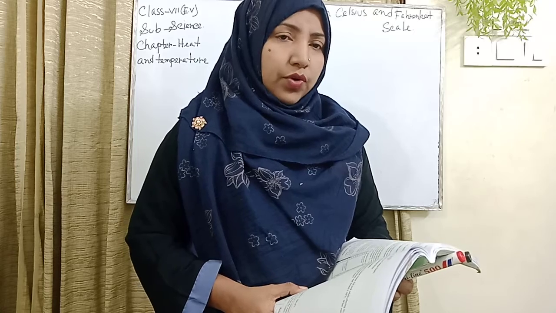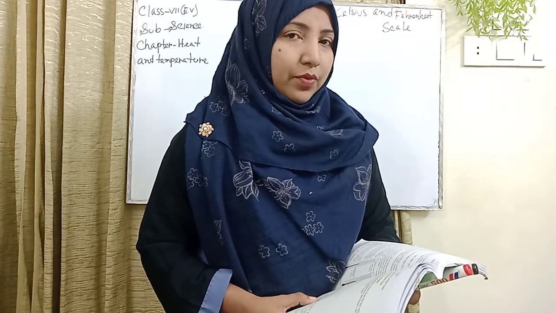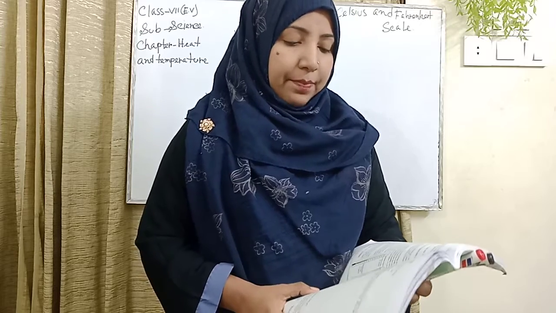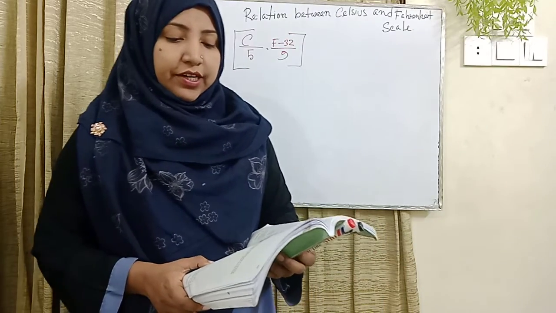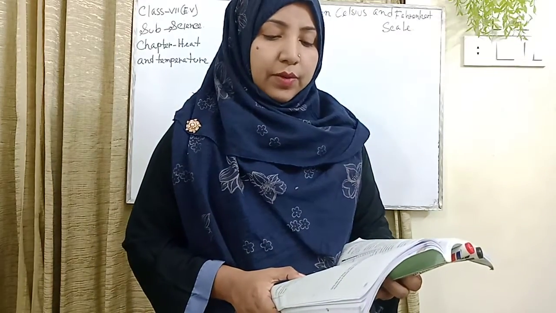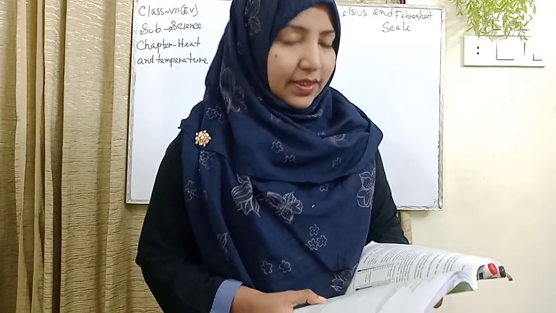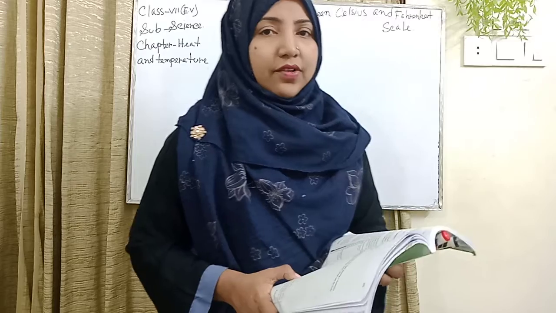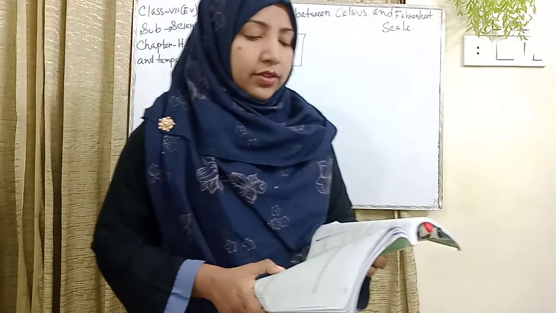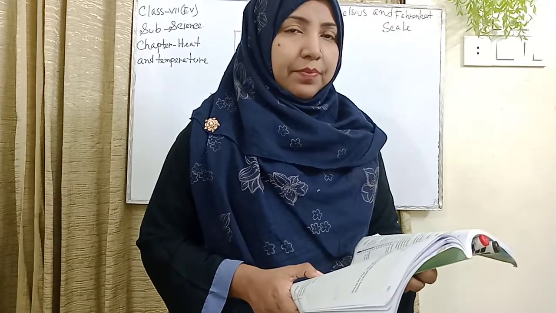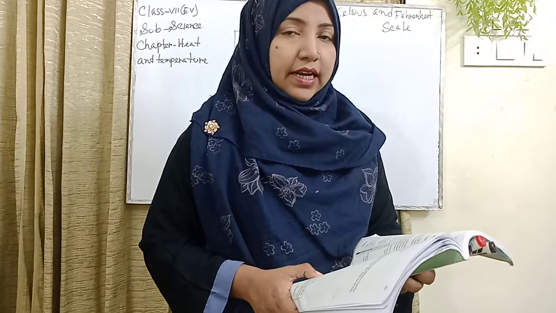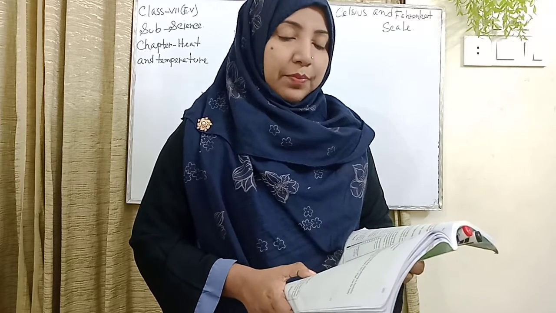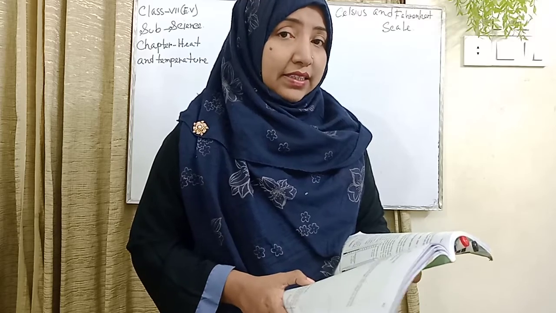Now let us look at an example. Please everyone listen to this example. A player of the Bangladeshi cricket team fell sick while playing in Australia. Here there are two countries: the first country is Bangladesh and the second country is Australia. An Australian doctor measured his temperature and found it to be 38 degrees Celsius. What was the body temperature of the player in the Fahrenheit scale?